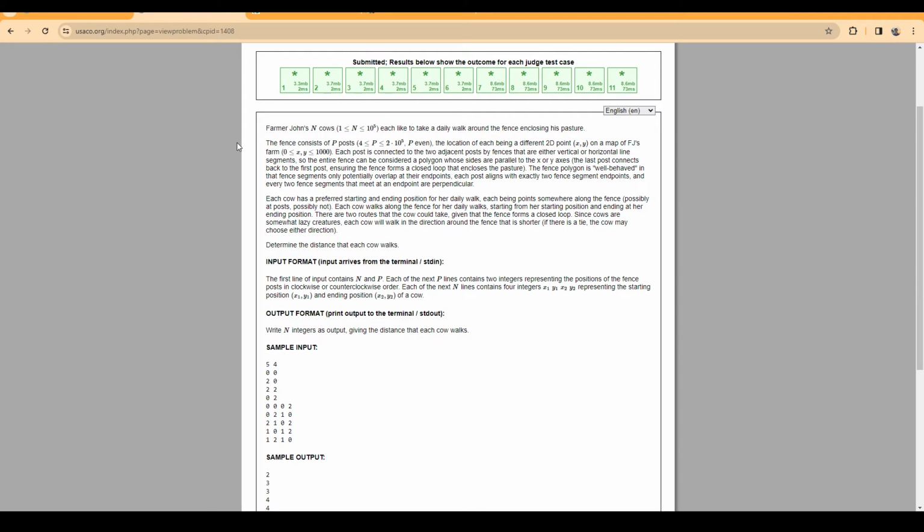We know that each cow has a preferred starting and ending position for her daily walk. Basically, we want to find for each cow the minimum distance she will have to walk, knowing the starting and ending positions, which are both within the polygon. So we want to see whichever path is better for the cow to take.